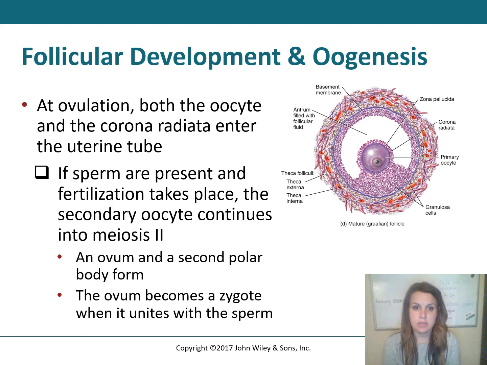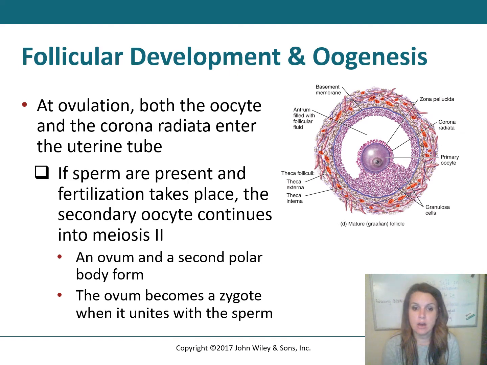And at ovulation, both the oocyte and the corona radiata, which is that surrounding layer of granulosa cells, enter the uterine tube. Now, at this stage, if sperm are present and fertilization can take place, that secondary oocyte that's contained there can continue into meiosis 2. And what this will do is it will create the ovum and the second polar body.